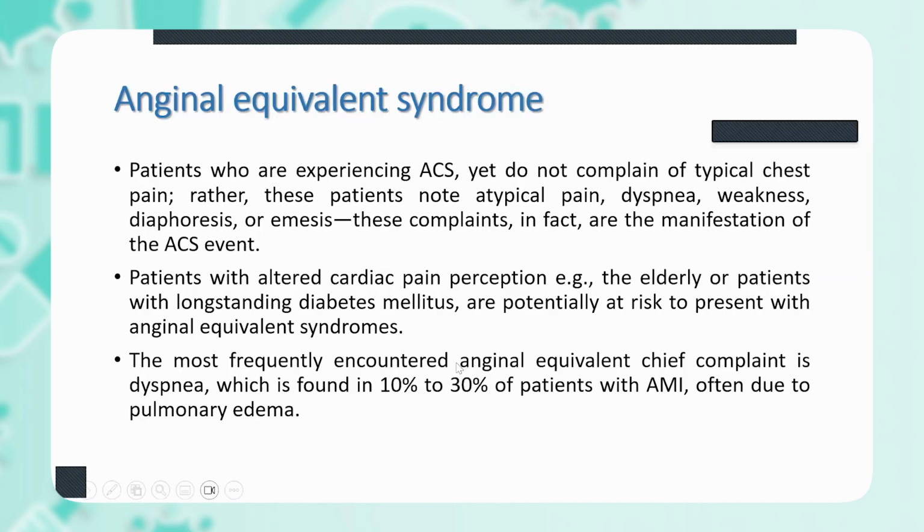We know patients who have ACS, but they do not complain of chest pains. They can come with atypical pain, which is not retrosternal. It could be dyspnea, it could be diaphoresis, as we read in the previous slide. It could also be an altered pain perception where they have pain, but they can't tell you that they're experiencing pain. These are the elderly patients, the nursing home patients, patients who have long-standing diabetes mellitus. And remember, in 10 to 30% of the cases, the most common anginal equivalent syndrome is dyspnea, which is because of pulmonary edema.